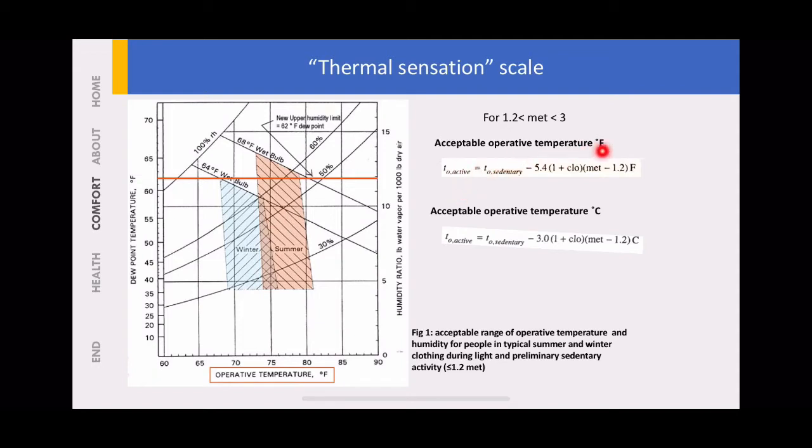The acceptable operating temperature will be given by this equation. T active is equal to T sedentary minus 5.4 times (1 plus clo). Clo is clothing. There's a number for clothing as well. And metabolic minus 1.2 times F, right? If your metabolism is 1.2, this whole section will become 0 and T active will be equal to T sedentary, so on and so forth. Acceptable operating temperature in degrees Celsius will be this equation. So this is for English units, this is for Fahrenheit.